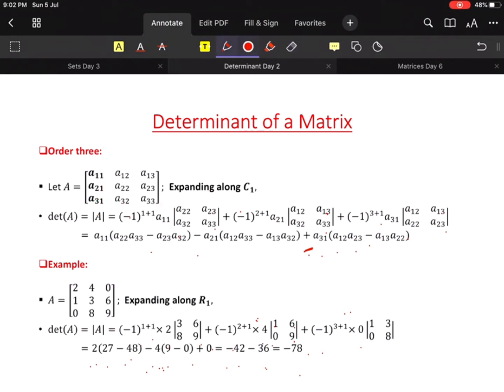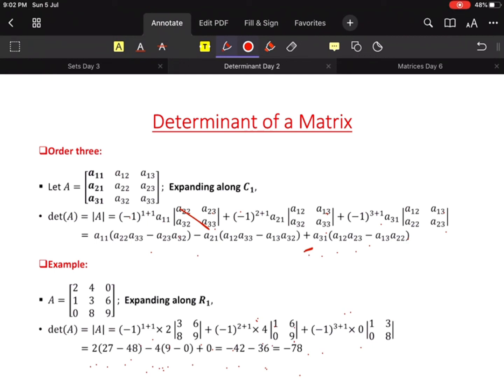Now let's simplify. This one becomes 1, A11, again the same thing as how we expand. Multiply these two, minus multiply these two, then this one will be a minus sign. So like this we go on. Now we have an example in here. We have the matrix with rows 2 4 0, 1 3 6, 0 8 9. We have to expand along R1.